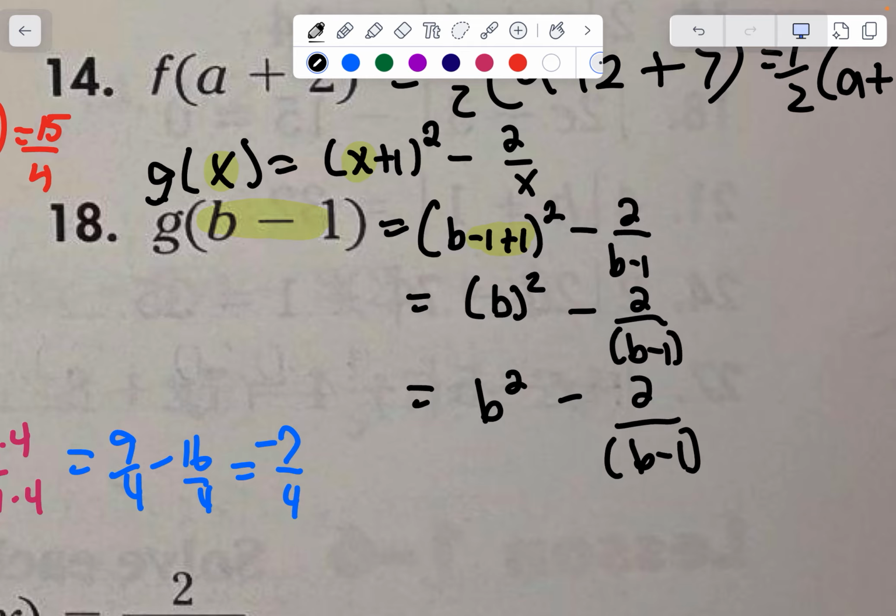That's our final answer. Okay? I inputted b minus 1 for the x's. I simplified as far as I could go, and that's as far as I could go. So just stop. Okay? That's a very difficult one. So if you followed that, that's good because that means it's starting to click a little bit.